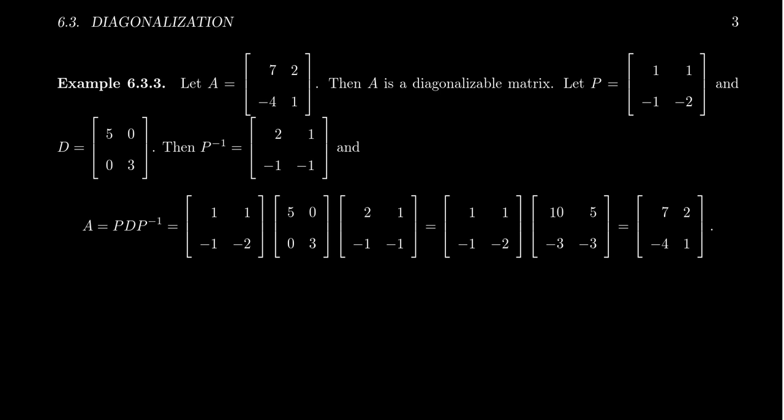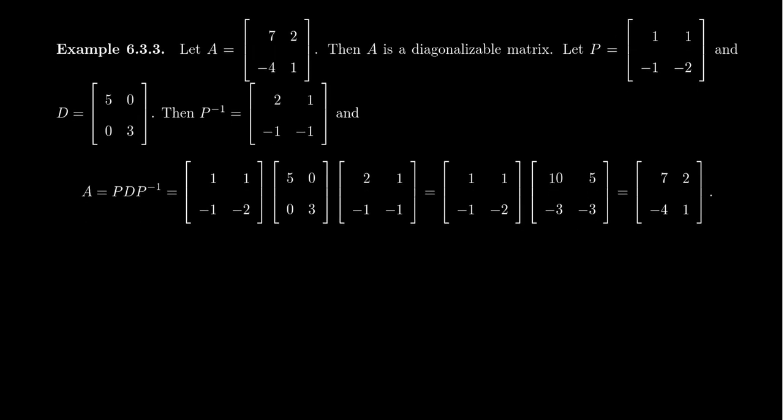Let's look at an example of such a thing. So let's take this 2 by 2 matrix A right here. It'll be the matrix 7, 2, negative 4, 1. And using the non-singular matrix P, which is 1, 1, negative 1, negative 2, this is in fact a non-singular matrix here. You can see its proposed inverse is right here, 2, 1, negative 1, negative 1.